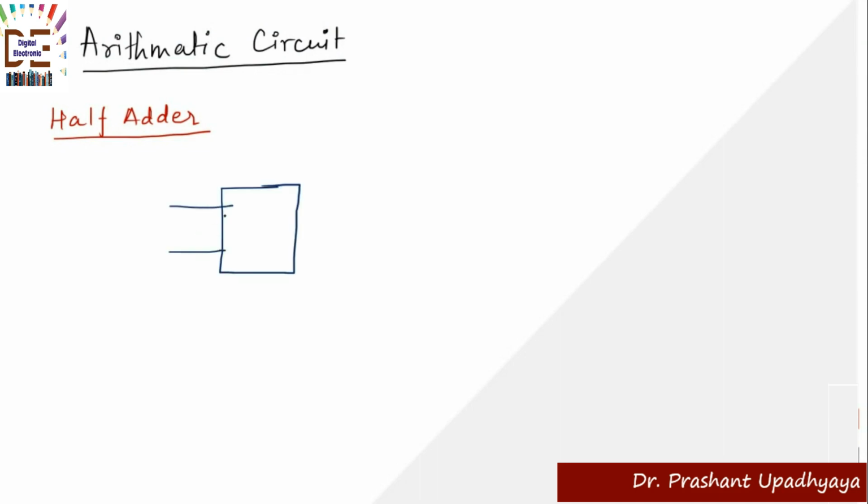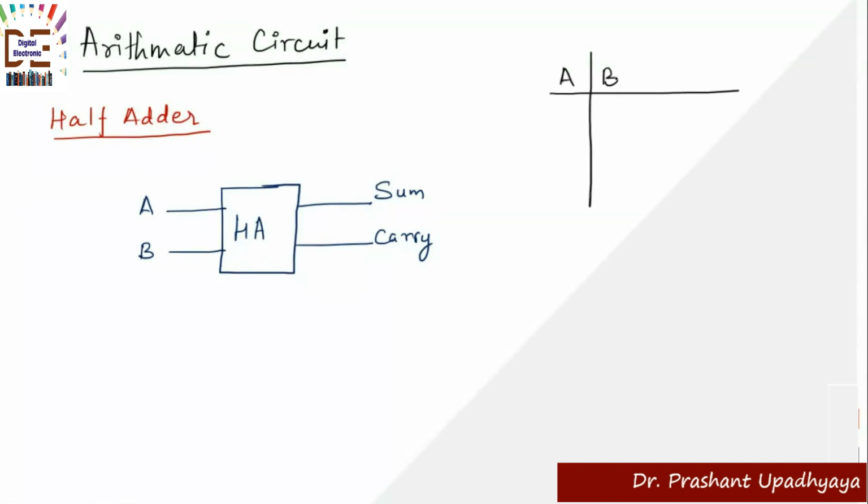So I have inputs, let's say input A and input B. I can have two outputs: one is my sum and one is my carry. If I write a truth table of this, I can write it like this: A, B, sum, and then carry. Let's say 0, 1, 0, 1, 0, 0, 1, 1.